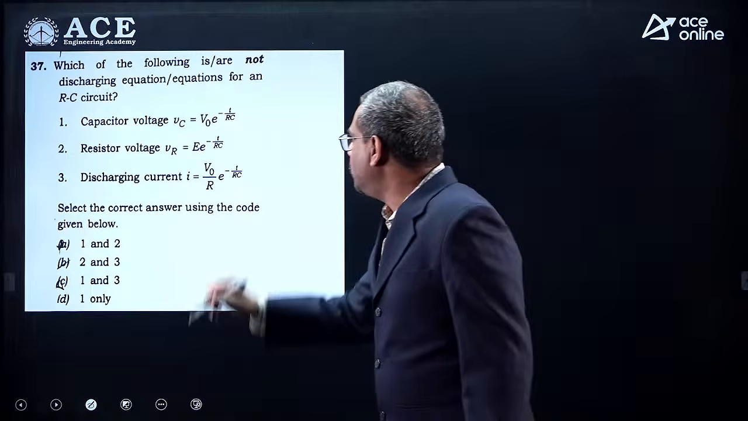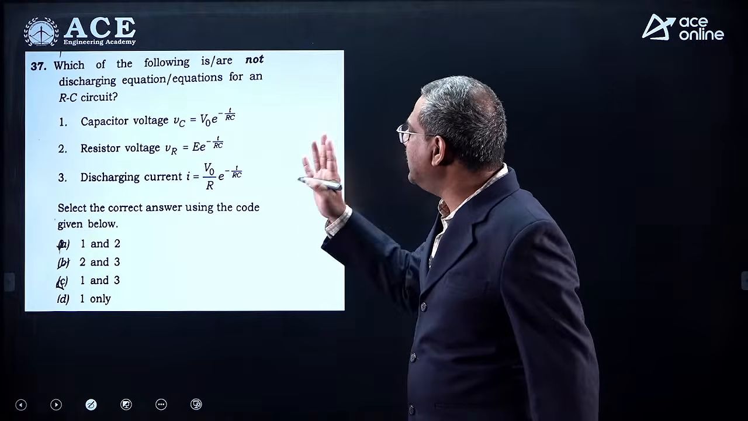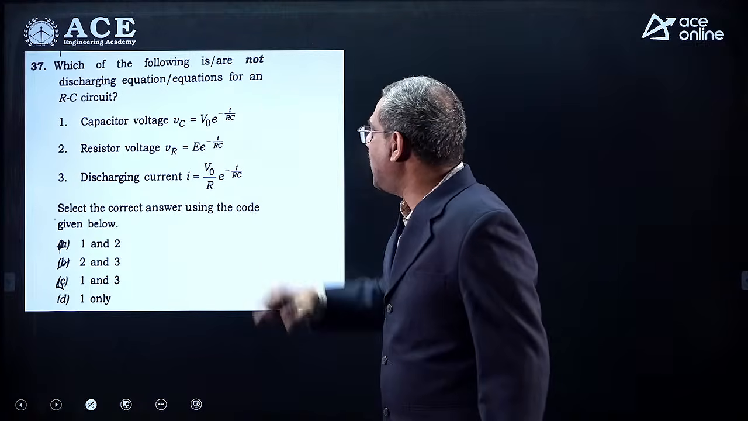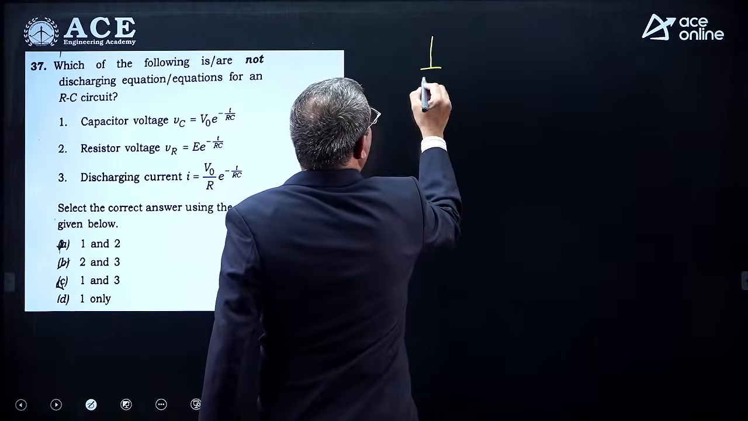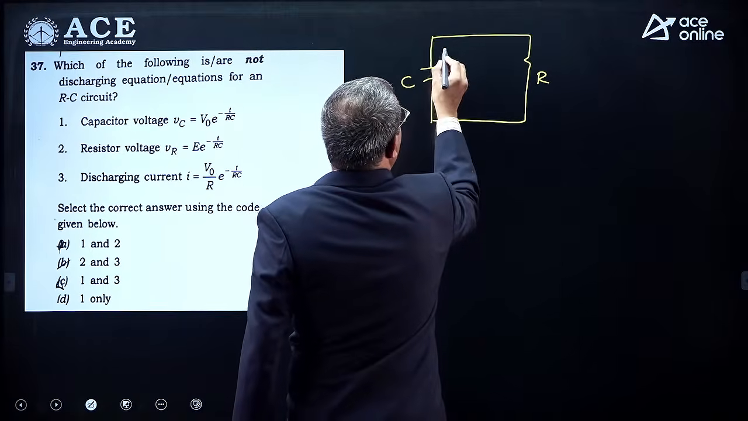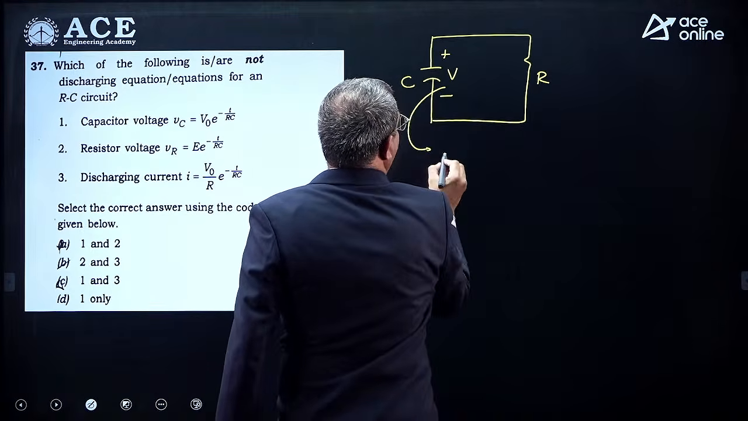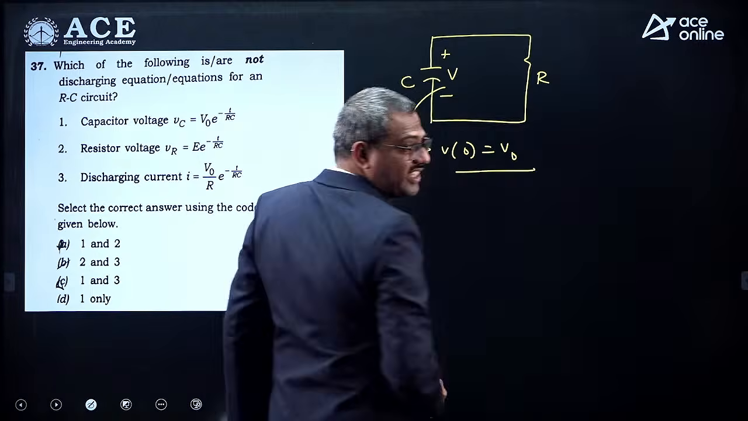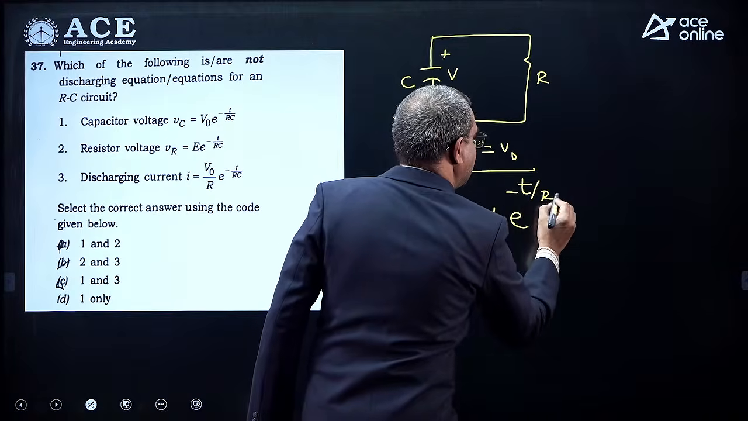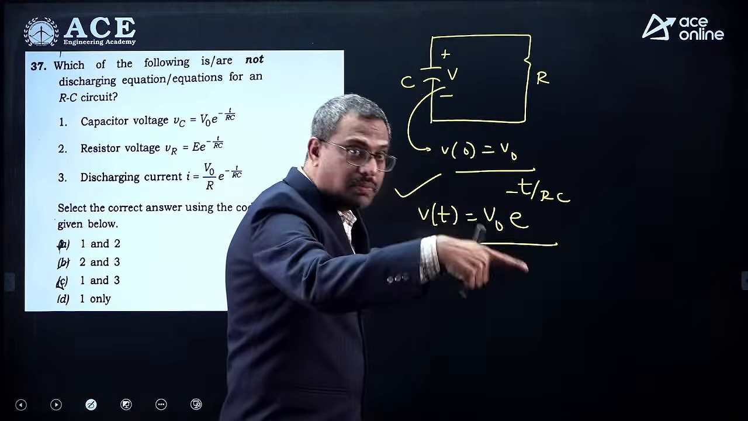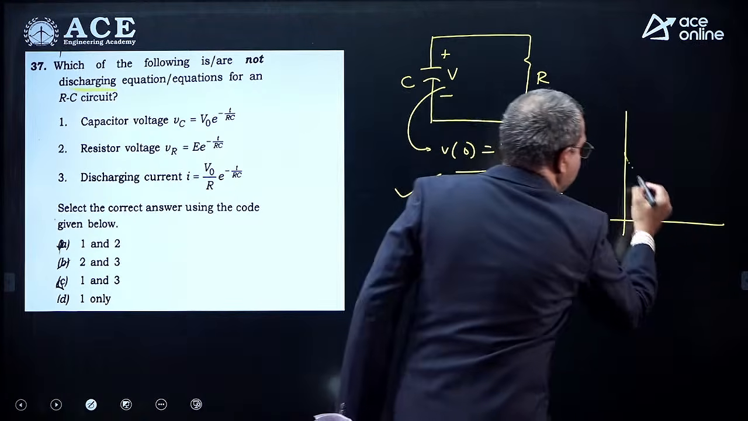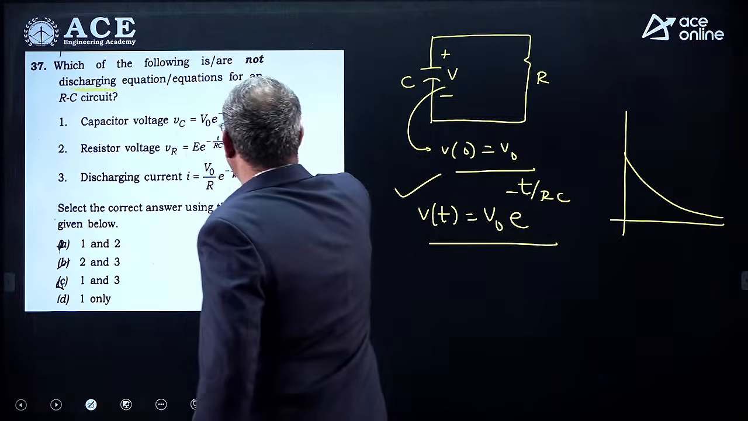Now look at this question. Which of the following are or is not a discharging equation? Now he is talking about discharging. Discharging means the off process, where the capacitor is discharging for an RC circuit. If you take a simple source-free first order RC circuit where the state variable is capacitor voltage, you know this expression, where of course V of 0 is V naught. Then V of t is V naught e power minus t by tau, where tau is RC. This is the voltage across the capacitor, exponentially decaying in the off process. So capacitor voltage is correct.